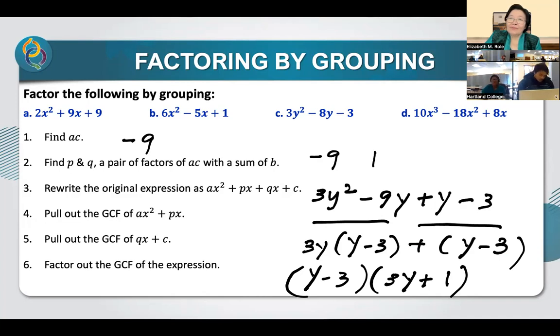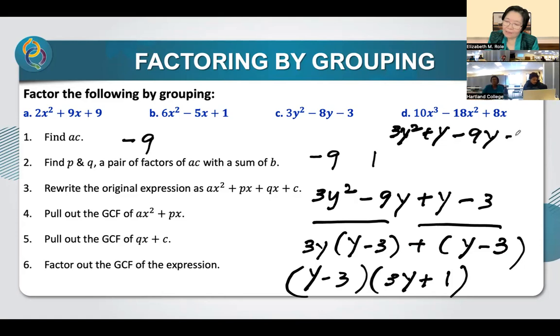Any question on that before we move on to the next? I put 3y plus 1, then y minus 3. Yes, that can be right. You can even just have 3y squared plus y minus 9y minus 3. It's the same.